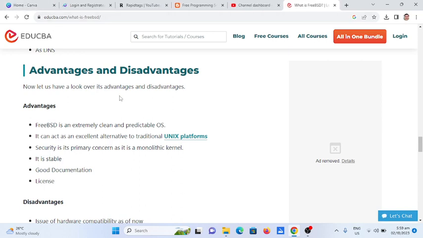So let's begin. What are the advantages and disadvantages of using FreeBSD operating system? Let us go to the advantages.